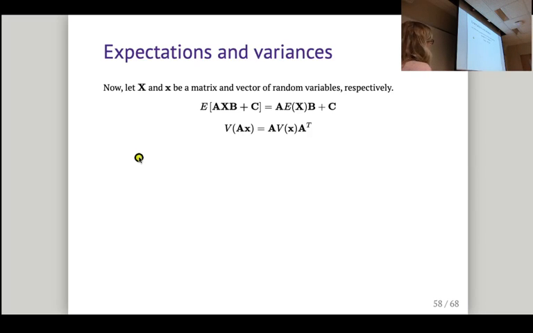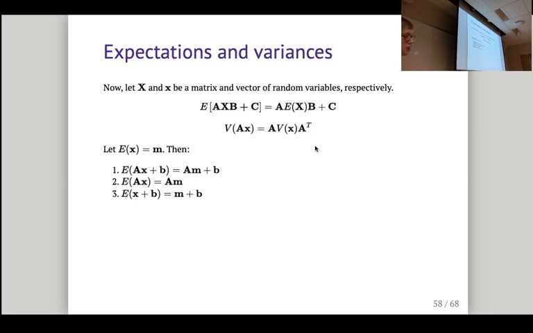We can factor out expected values. Constants that we add to the expected value don't add any variability, so the expected value of A X B plus C is A times E of X times B plus C. Left-right multiplication still matters here too. The variance of a vector is whatever this A matrix is, times the variance of the vector, times A transpose.